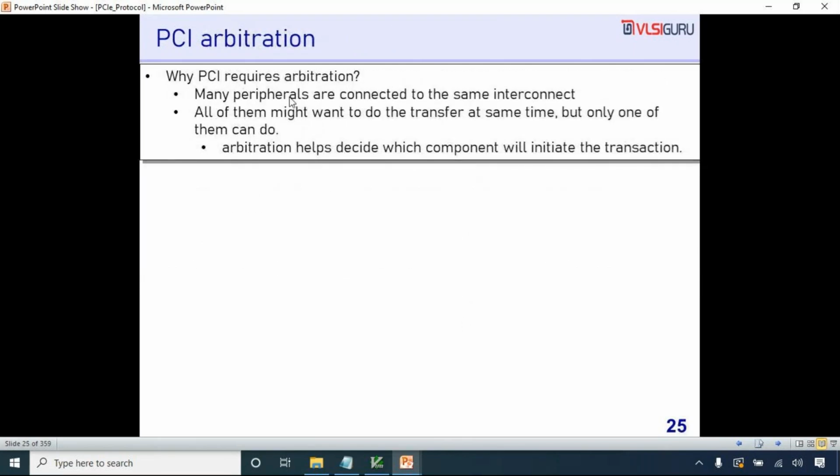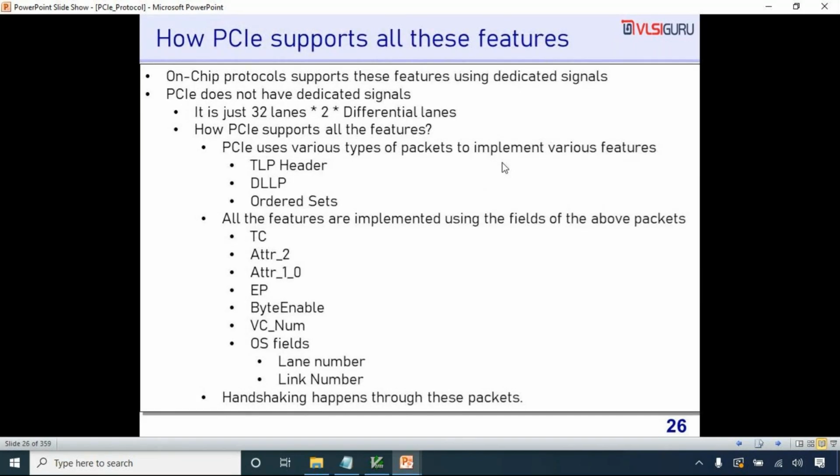Okay. Now, why is arbitration required? I told you, because there are multiple devices connected. You need to choose which device is going to be the master for that interconnect. So for that you require arbitration. Many peripherals are connected to the same interconnect. All of them might want to do the transfer at the same time, but only one of them can. So arbitration helps decide which component will initiate the transaction. Arbitration is required to decide which among them will have the control of the interconnect, avoiding race conditions. Yes.